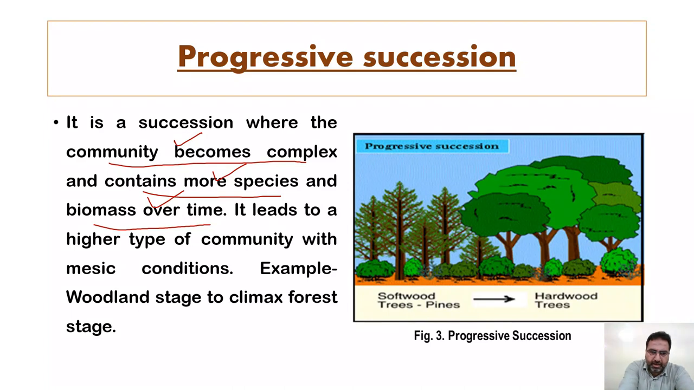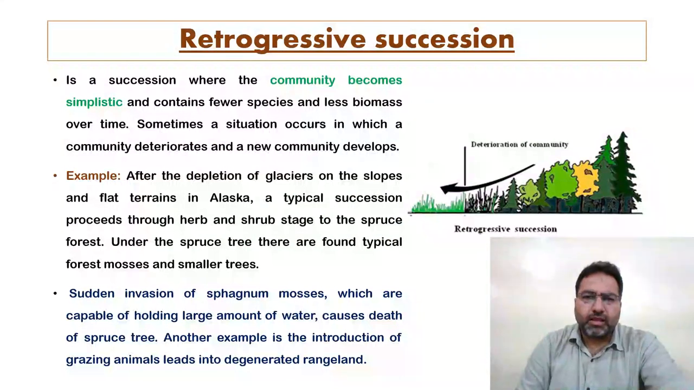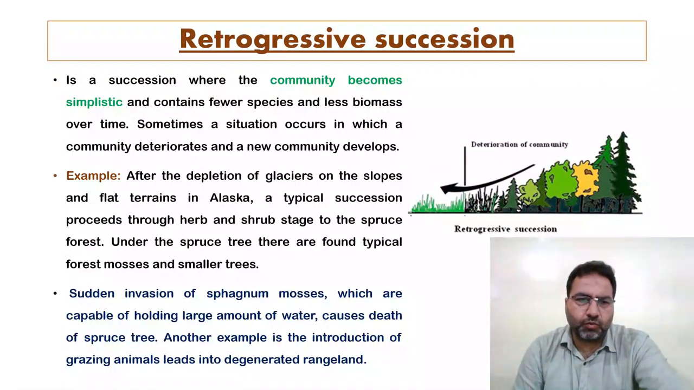It leads to a higher community with mesic conditions. And we do have the example of the woodland stage leading to the climax community, the climax forest stage. So herein the species increased and the biomass increased, and that is why we call such a kind of succession the progressive succession. Then another kind of succession we know by the name of retrogressive succession.